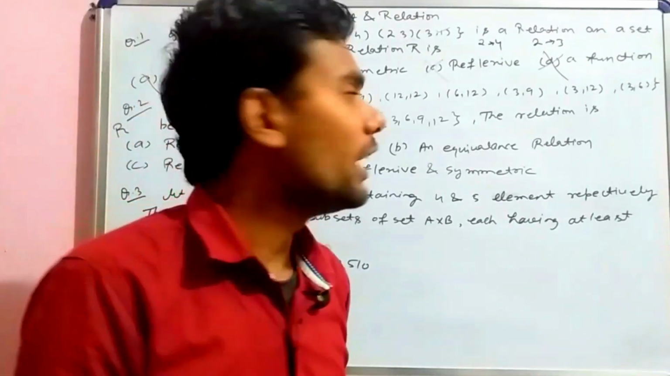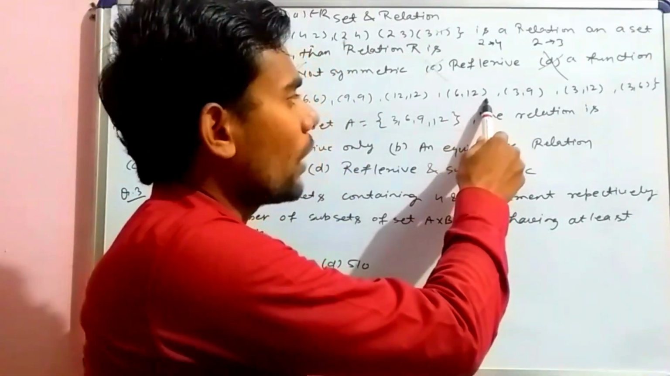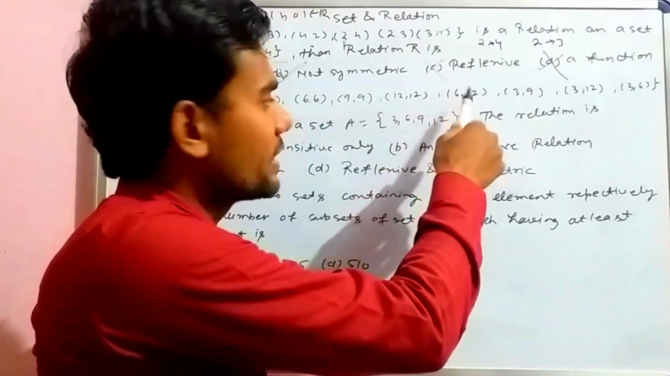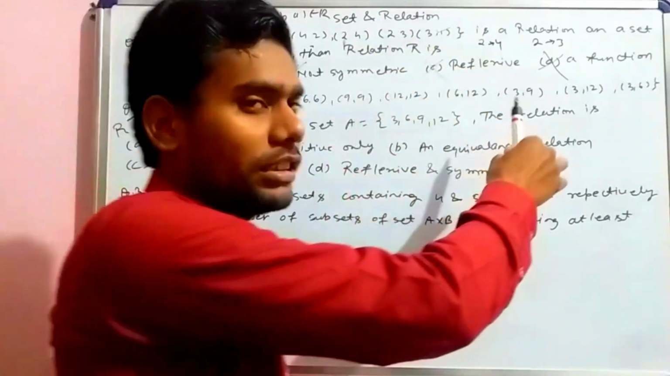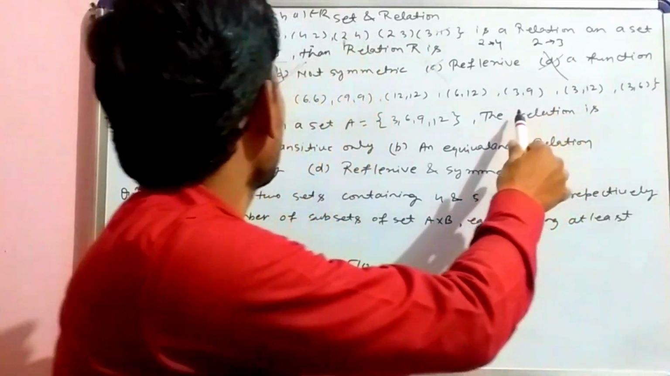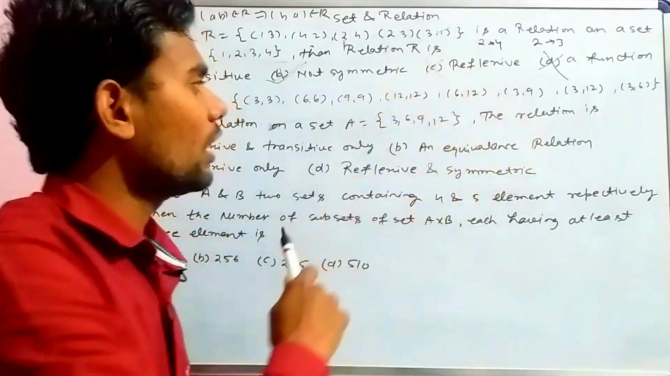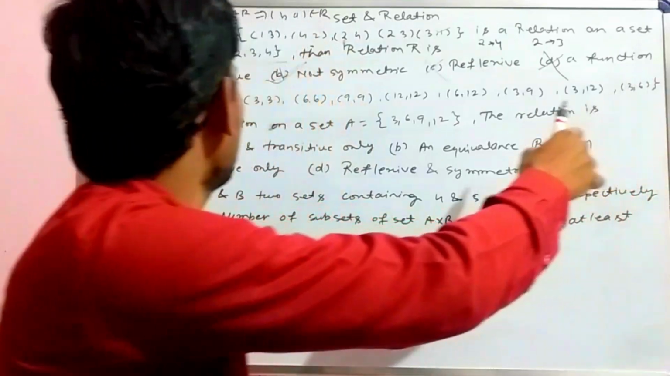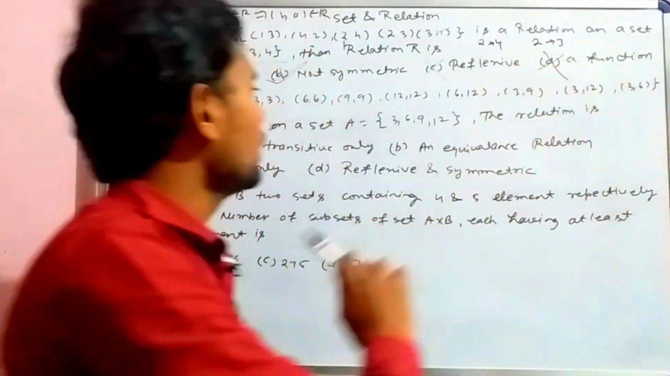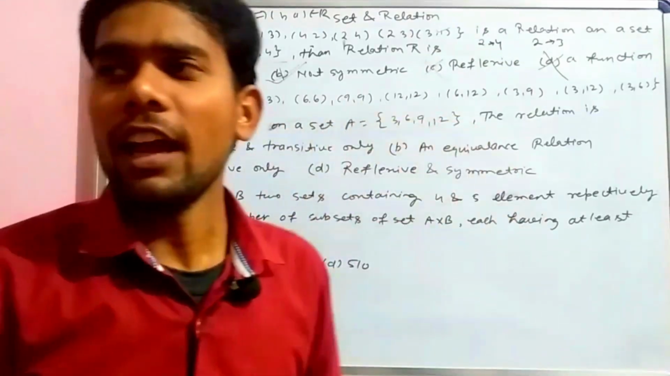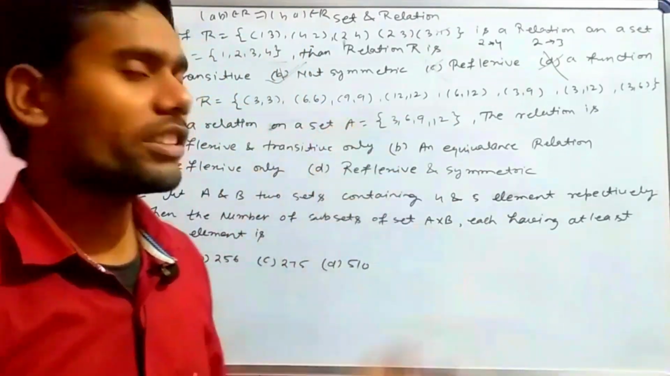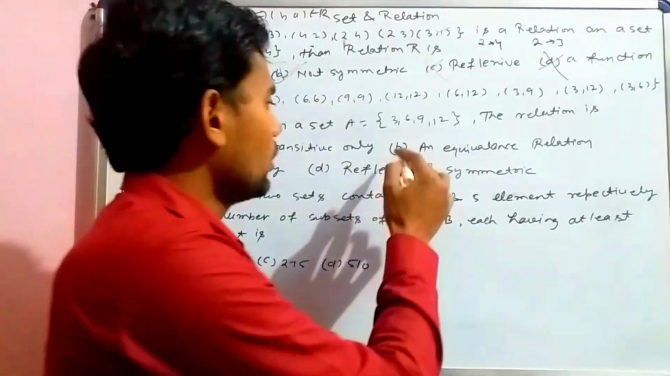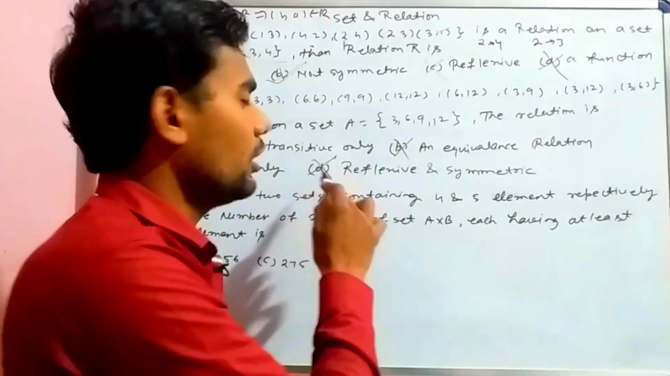If we choose the ordered pair (6,12) and (12,12), then (6,12) belongs to R. Next, (3,9) and (9,9), then (3,9) belongs to R. And if we choose (3,6) and (6,6), then (3,6) belongs to R. If we choose any elements of R and check the transitive property, it is always satisfied. So it is reflexive and transitive, and the other options are incorrect.